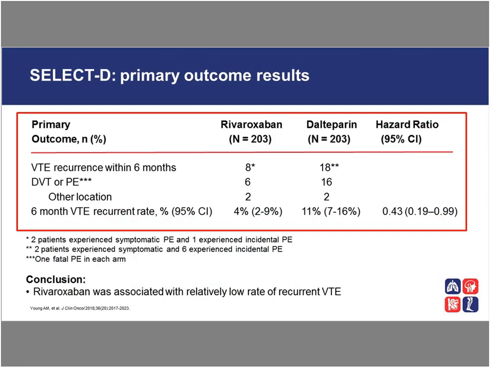When you break down the types of VTE or PEs, we note that a small group of splanchnic vein thrombi were also included in the primary outcome, and there were 2 of these in each group, the rivaroxaban group and the dalteparin group. But overall, you can see that rivaroxaban was associated with a relatively low rate of recurrence of VTE at around 4%.